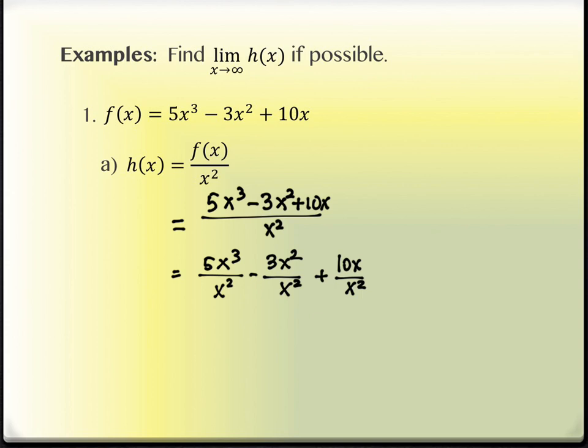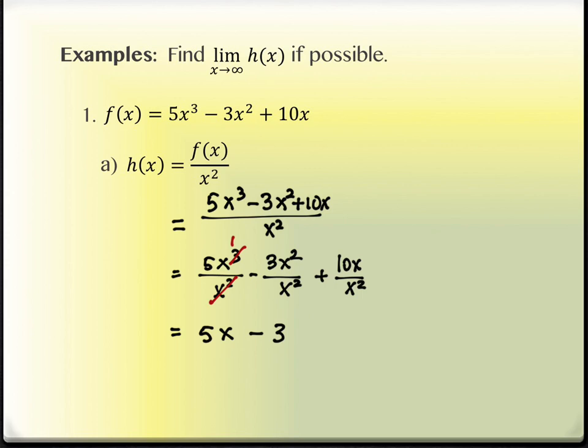So what happens with my 5x cubed over x squared? What do I get from that? I just get 5x. So the x squared is going to cancel with two of the x's on top, so I have 5x. How about my 3x squared over x squared? Yeah, I have just the 3, and there's a subtraction sign in front of it, so I'll have negative 3.